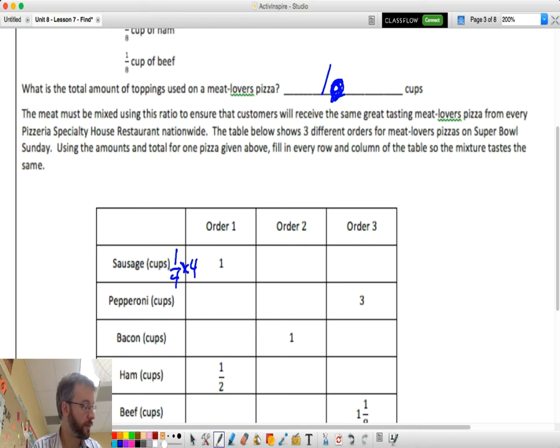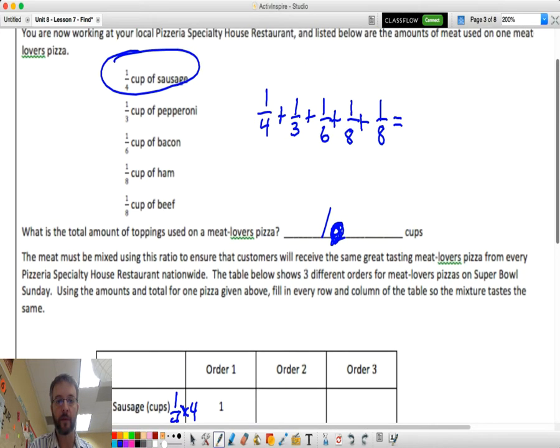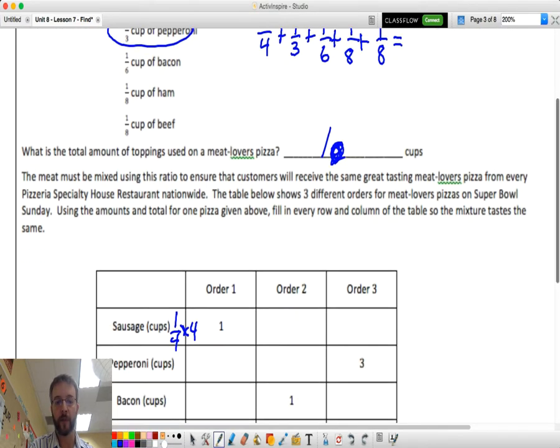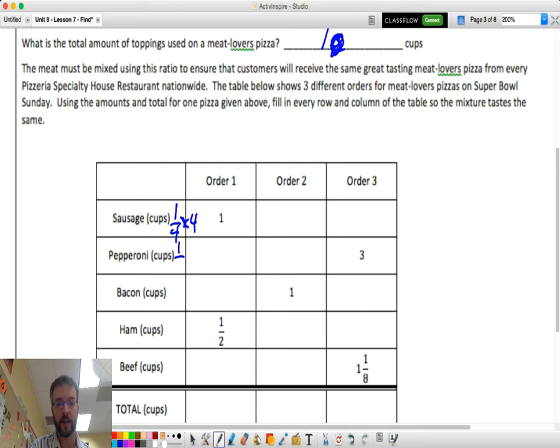In the next one, if we go down underneath here, pepperoni. Well, pepperoni used 3 cups. If they use 3 cups of pepperoni, and I know that there's 1/3 cup of pepperoni to make 1 pizza, so that's kind of my K value here, I need to say, wait a second, how many pizzas would you have to make to use 3 cups of pepperoni? Well, their order must have had 9 pizzas in it altogether. So that would be what I would use here for this row.